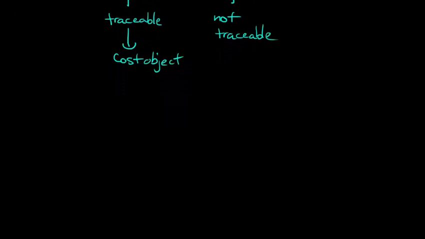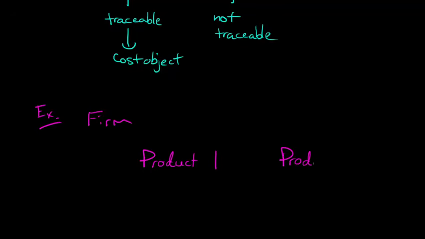So in our example, let's say we have a firm that makes two products. So we've got product 1 and then we've got product 2. And they make both these products, and at the end of the year they want to look and say, well, what is the cost for us to produce product 1 throughout the year, and what was the cost to produce product 2?